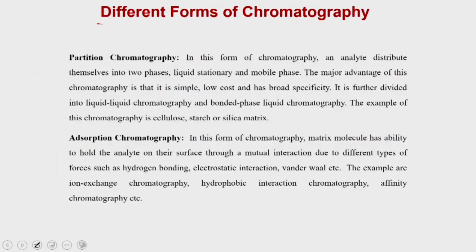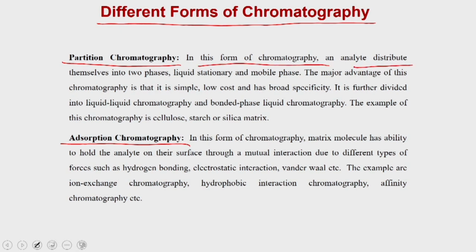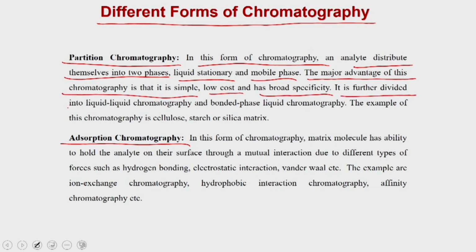Now, chromatography can be performed in two different ways: partition chromatography or adsorption chromatography. In partition chromatography, the analytes distribute themselves into two phases, the liquid stationary phase and the mobile phase. The major advantages are that it is simple, low cost and has broad specificity. It is further divided into liquid-liquid chromatography and bonded phase liquid chromatography. Examples are cellulose, starch or silica matrix.